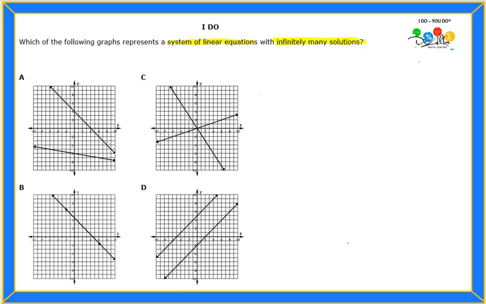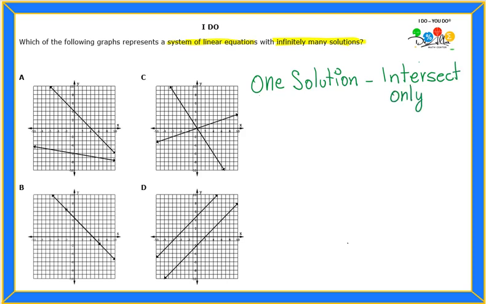Well, we say that a system has one solution, let's write it down, when the two lines intersect only once. So the intersection happens only one time. That's when we said that there's one solution. For example, let's look at the graphs, kind of like my answer choices.